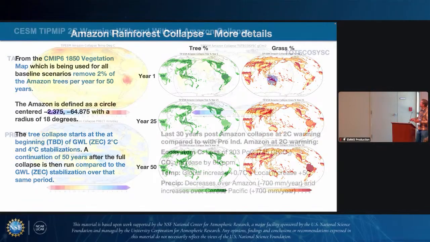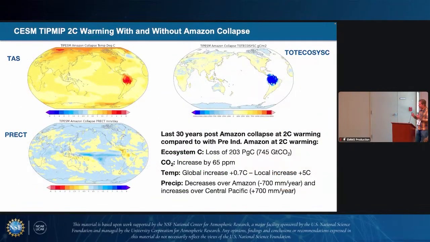What's really interesting is if we compare this 2 degree warming with and without the collapse of the Amazon, we can see there's a strong warming, both globally and locally. We have up to 0.7 degrees global increase from all the carbon that's released from the collapse of the Amazon. That's about 203 petagrams of carbon, which is a large amount, and it increases atmospheric CO2 by 65 ppm.